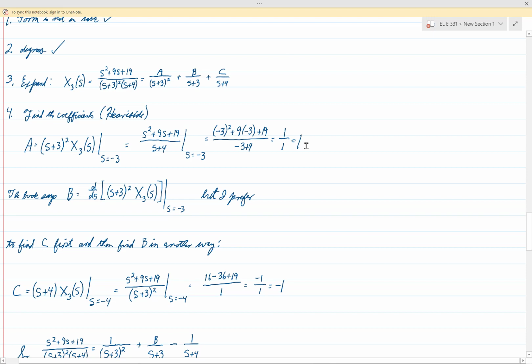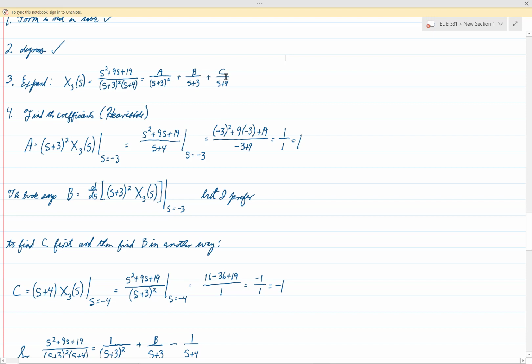Now, how do we find B? Well, if you look at the book, it says that what you should do is multiply X3 of s by (s plus 3) squared, just like we did here, but then take the derivative of the resulting expression with respect to s, and then evaluate that derivative at s equals -3. That can be sort of tedious. So what I prefer to do is just to hold off on B and to go ahead and find C first, and then we'll find B in another way.